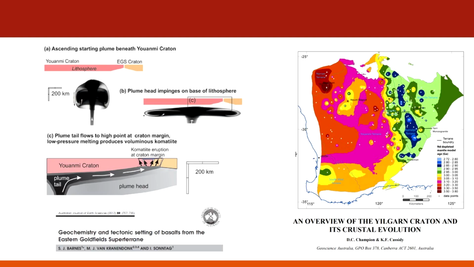And I've just grabbed, not favoring authors or anything like that, but some people were kind enough to provide cartoons. So in this particular paper from 2012, we've got a Youanmi craton, and they've actually inferred an eastern goldfields craton as well. So the plume impinges on the base of the lithosphere. The plume tail is then funneled into some kind of pre-existing weak zone. We get all those komatiites, and then for the cooler plume head, the granites and so on.